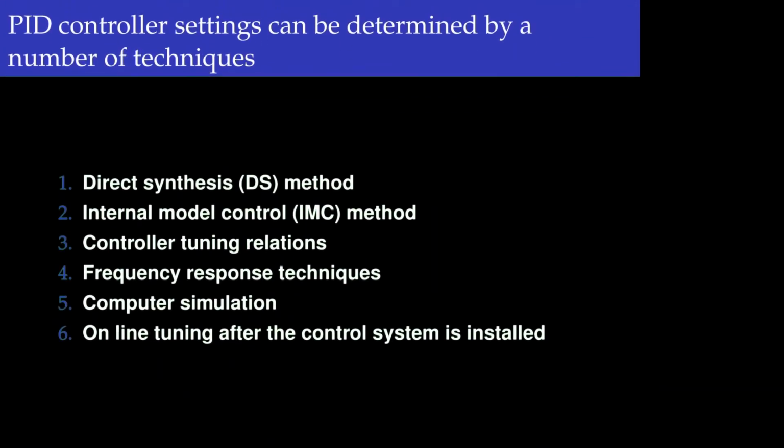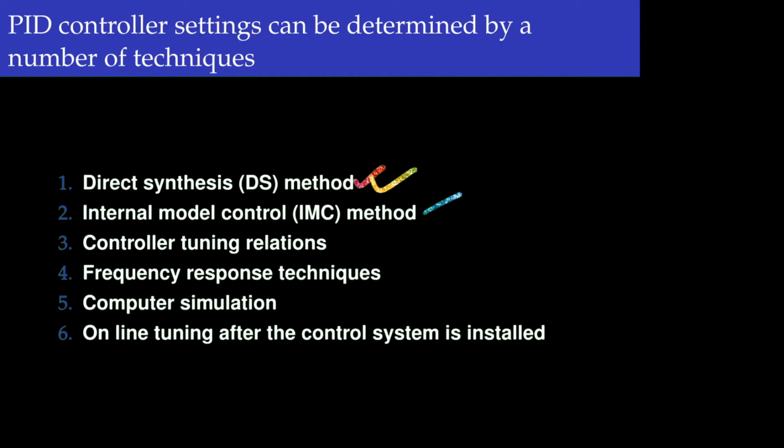Now, a set of methods we have listed here. The first one is the direct synthesis method. We'll see in detail what that method is and how to get the controller parameters based on the direct synthesis method. There is another method which is used in industry. It's called IMC, or internal model control method. We'll simply see the controller tuning equations for the IMC method.